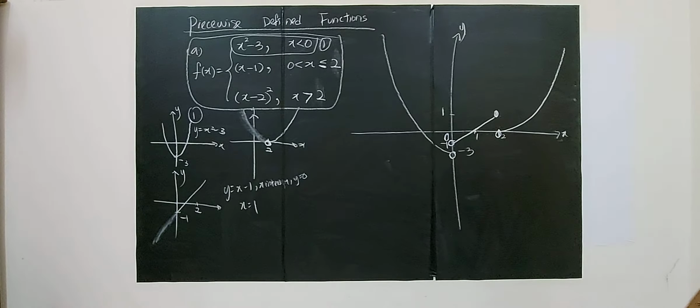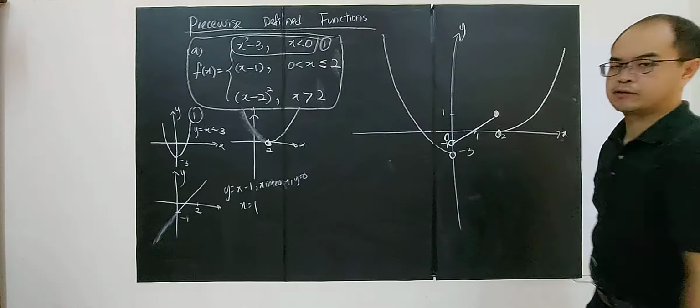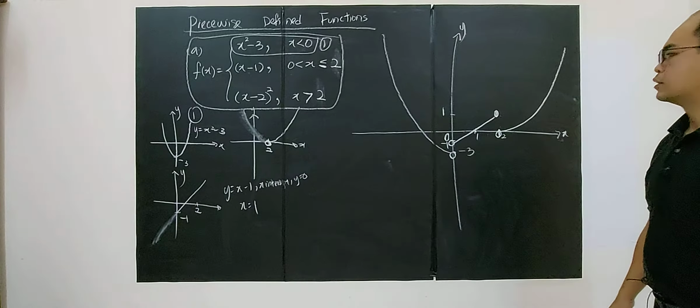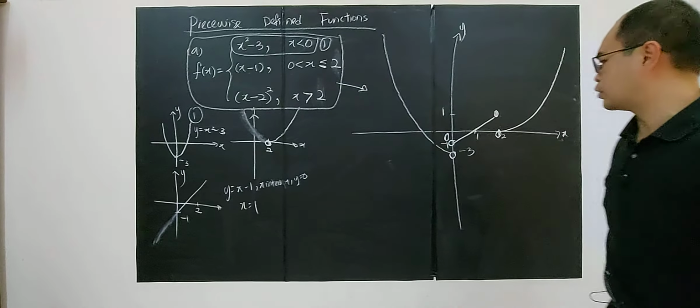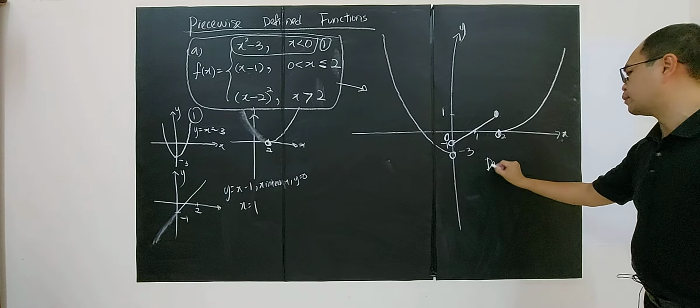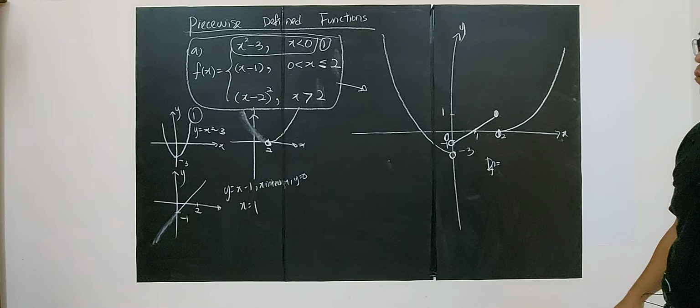So this will be a piecewise function. Can you see that? Different intervals have different types of graph, different functions here. So this will be the piecewise function graph. So how do we read the domain from here?